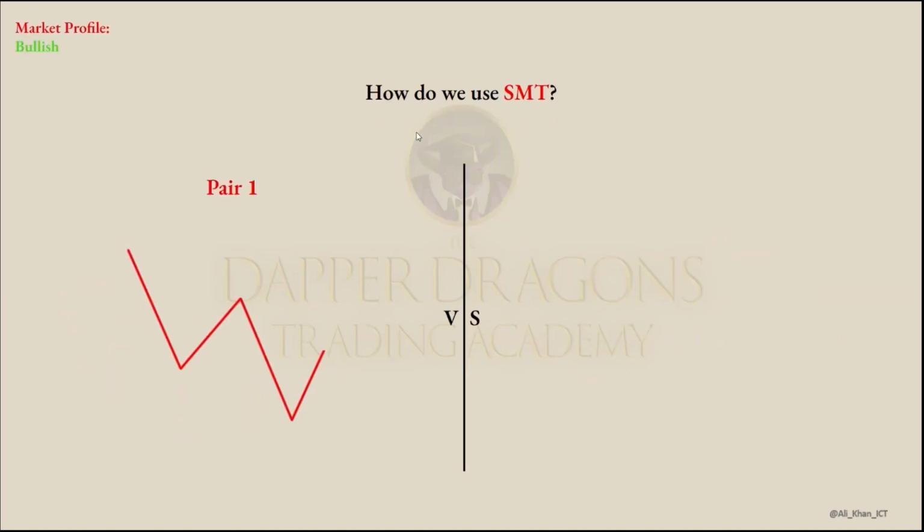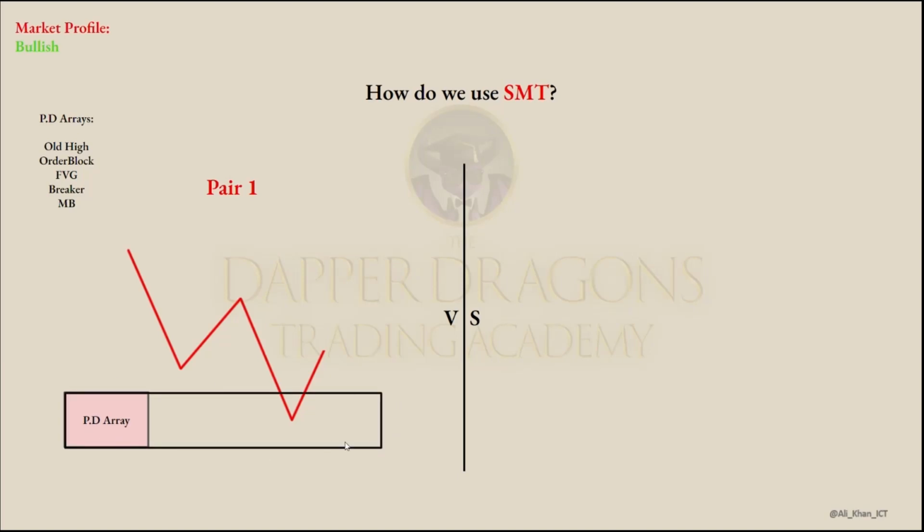So how do we use SMT? If we are in a bullish market profile and we see pair 1 making these lower lows, we're looking for, as always, price to come into a PD array. You should know these PD arrays by now, but we're looking for an old high, order block, fair value gap, breaker, or a mitigation block to the left hand side of where price currently is. When price comes to this level, we then assess our second pair. As we can see, pair 1 makes this lower low, takes out sell side liquidity and goes into our discount array that we're looking for, and pair 2 fails to take out its sell side liquidity.